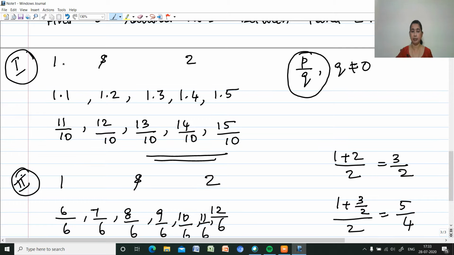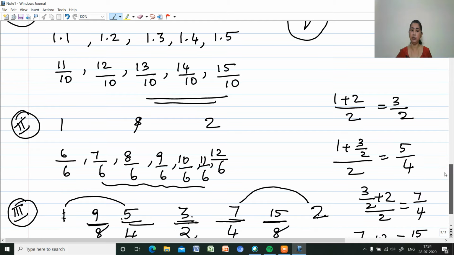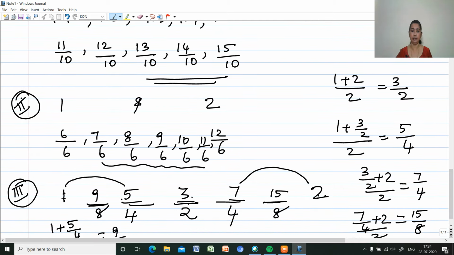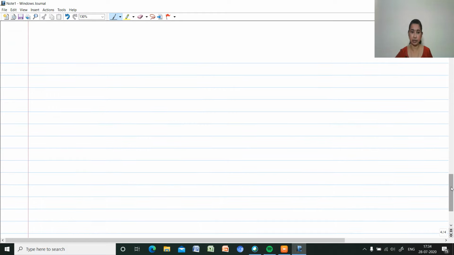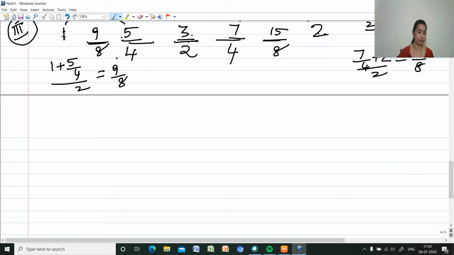First method: between 1 and 2, I can find so many decimal values, that is 1.1, 1.2, 1.3, 1.4, 1.5, and write them in P by Q form. Second one is making the denominator the same and writing the fractions in between, that is rational numbers between 1 and 2. Third method is, you can add the two numbers and divide by 2 and find the rational number between those two numbers. So you can opt for any method to find the rational numbers between two numbers.